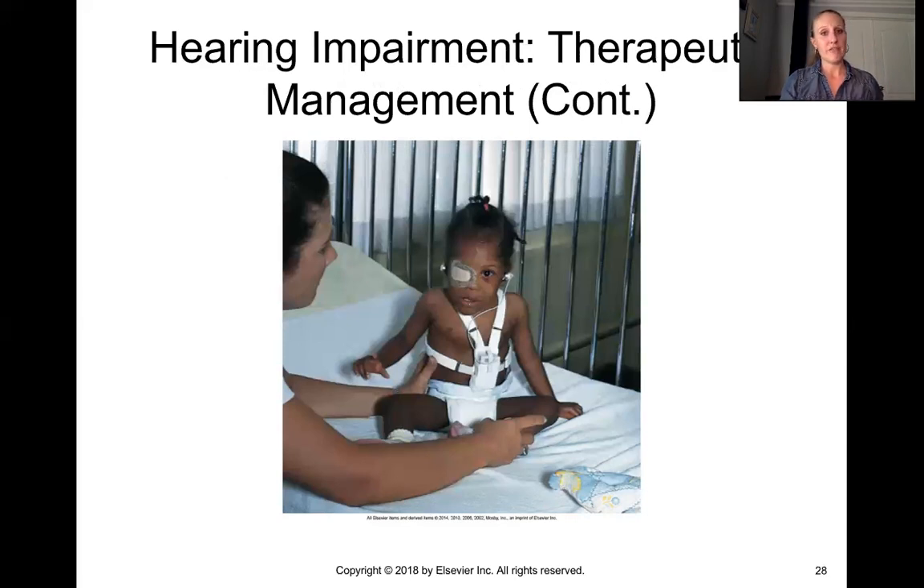If it's not identified in that initial hearing screen that's done as newborns, then there's multiple places across the lifespan of the child before they get to school where hearing tests are done. I think they start them at 4. So it would potentially be identified then. If not, it's almost always identified in school because of learning problems.